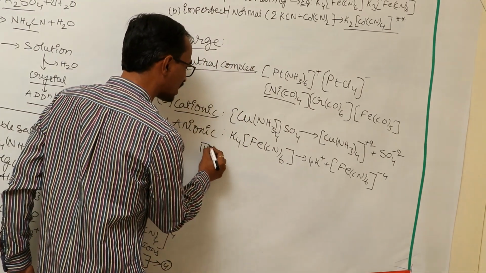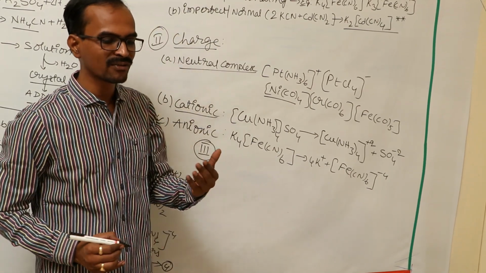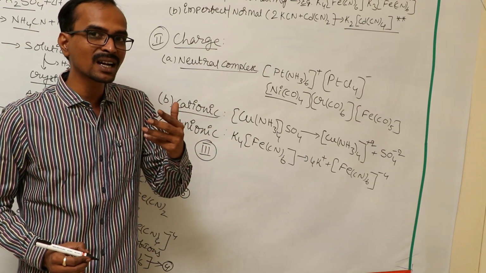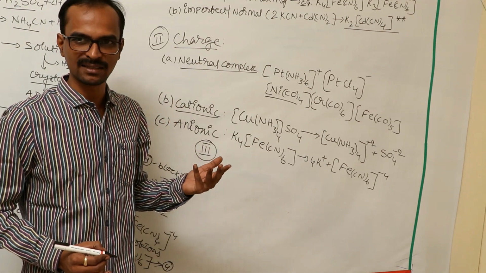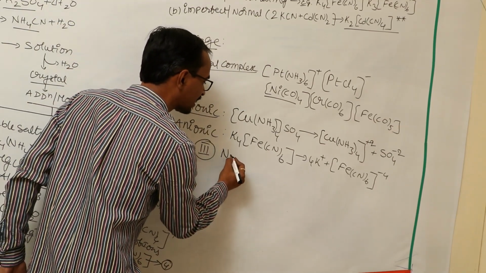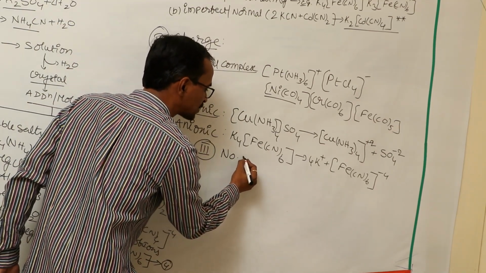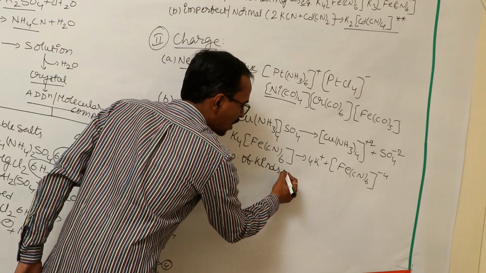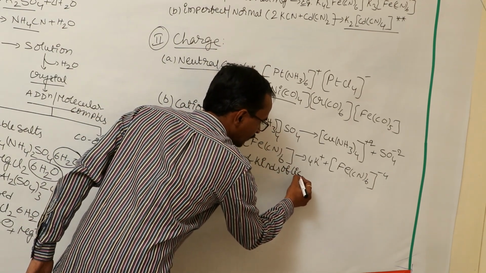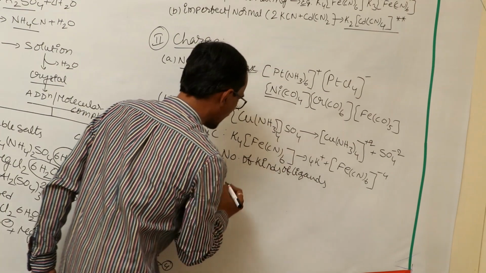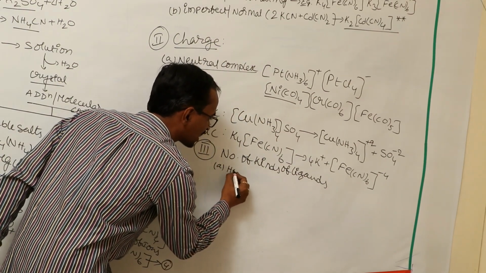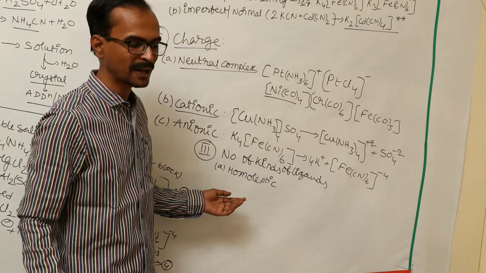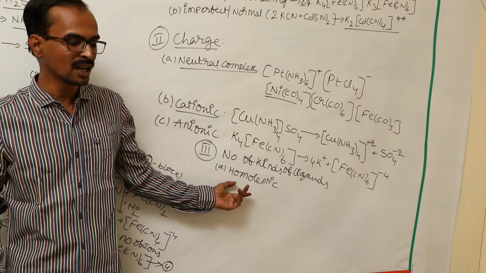And the third parameter taken for the classification of the complexes is based on the number of kinds of ligands present in the complex. There are 2 different types we have. The first kind of complexes are the homoleptic complexes.